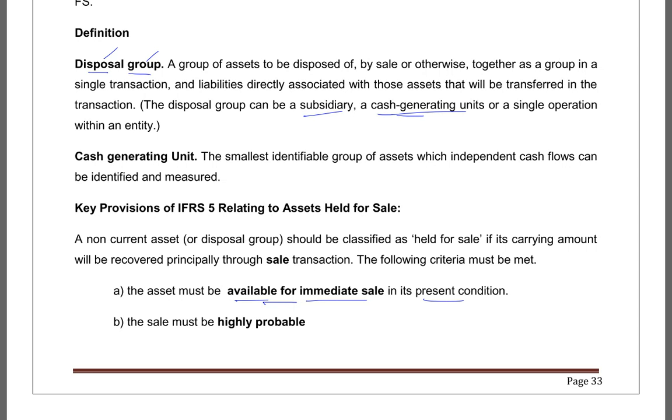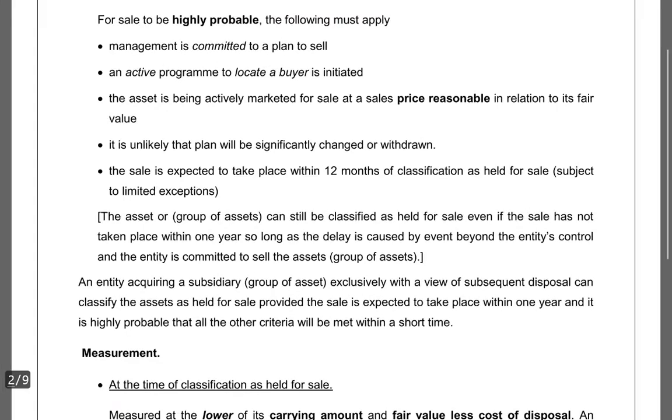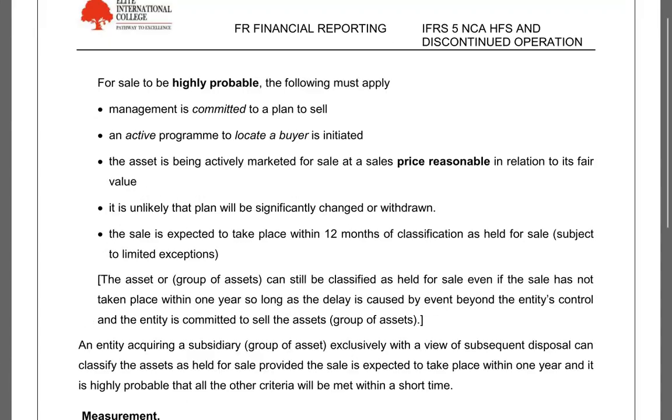I want to sell, but is it available for immediate sale? So it's not available for immediate sale. It means it does not meet this criteria. Do I classify as current? No, keep it as non-current. Okay, it must be available for immediate sale, and it must be highly probable. What do you mean by highly probable? Next page, you have 5 bullet points there. To be highly probable, one, the management must be committed to the plan to sell.